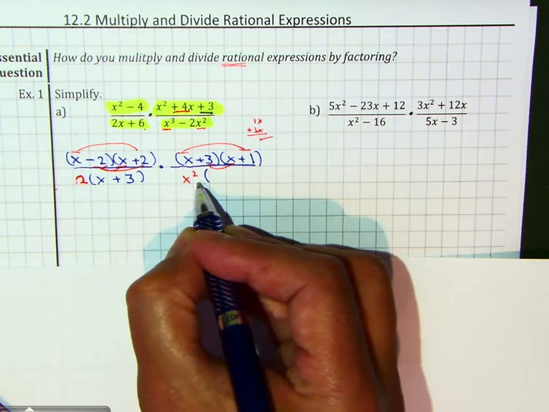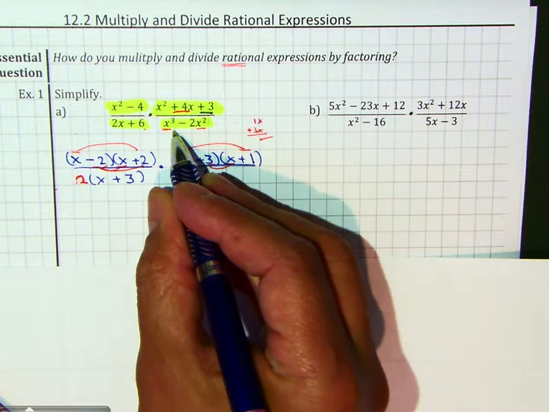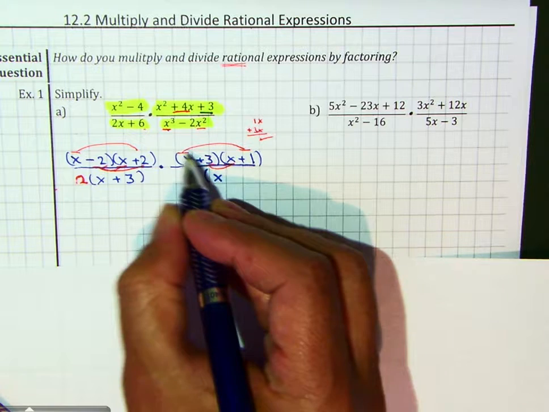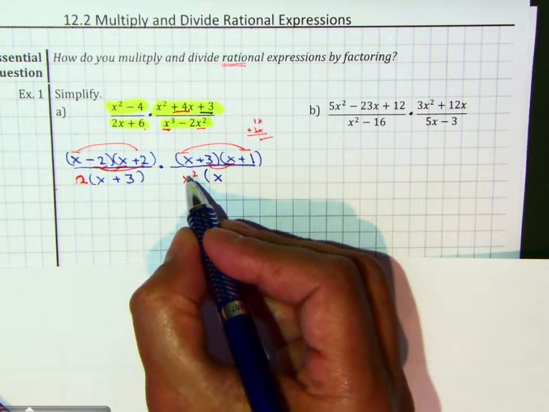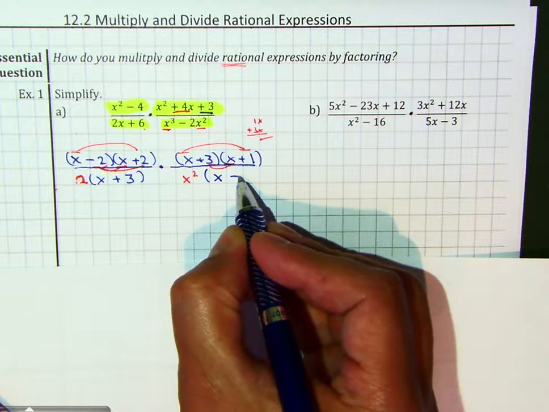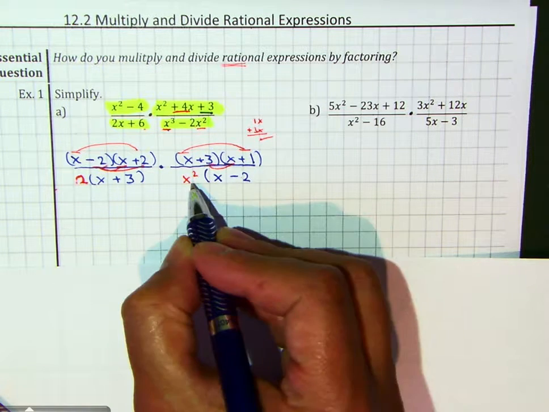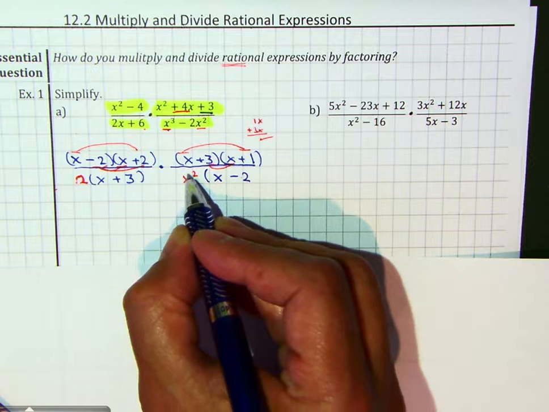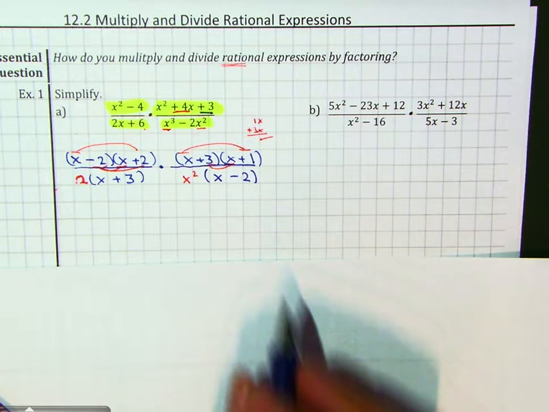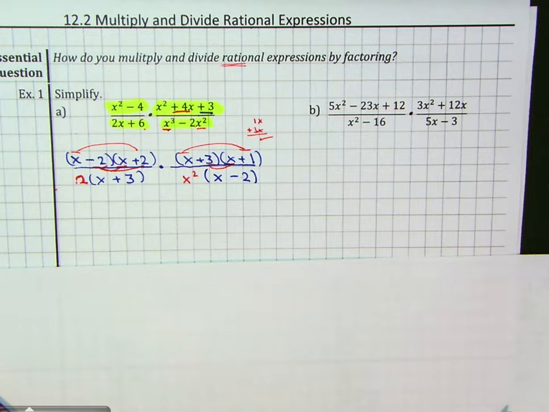And what's left behind? What do I need to multiply x squared by to end up with x to the third? X squared times 1 more x will give us x to the third. X squared multiplied by what will give us negative 2x squared? Negative 2. I don't need another x because x squared comes over here, and that's all I need. And I close it. And now I can see what cancels.